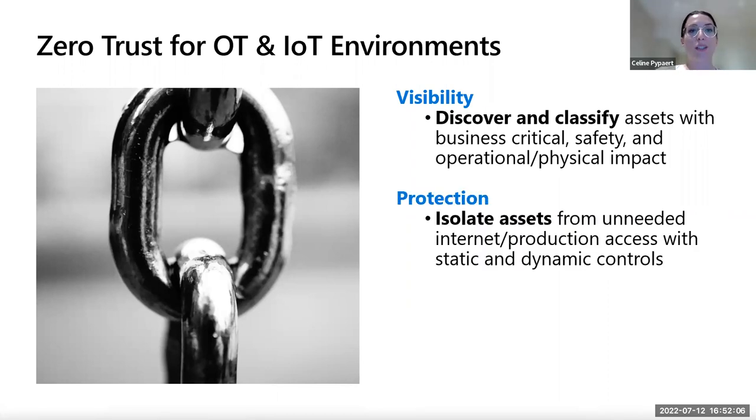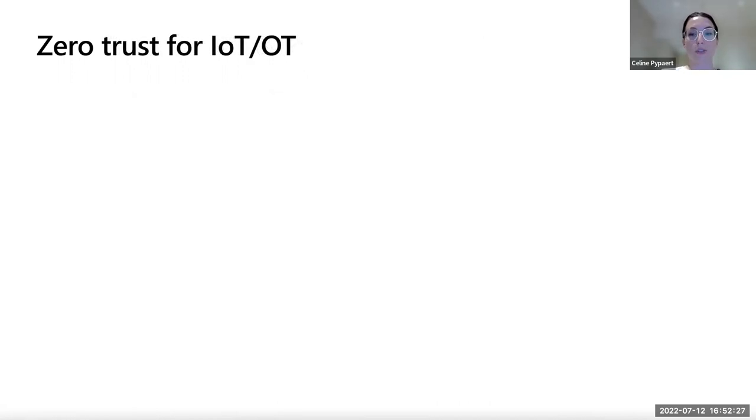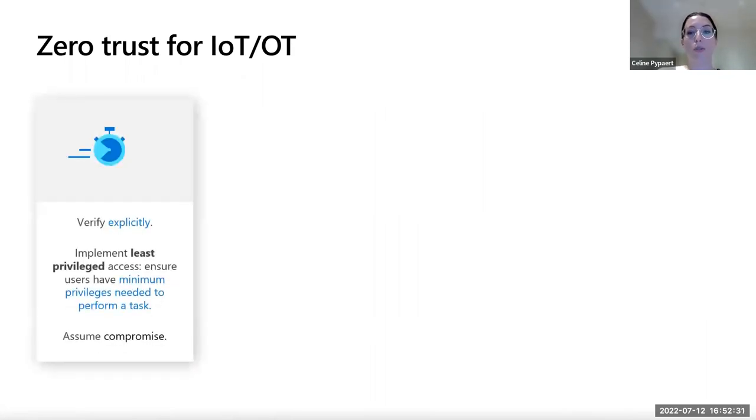So just in summary then, about zero trust for OT and IoT, the key takeaways would be visibility, so discovery and classification of what you've got, knowing what you've got, looking at isolating when needed, looking at static and dynamic controls, and then unifying threat protection and response. So basically just applying the IT security and security operations, but to the OT and IoT.